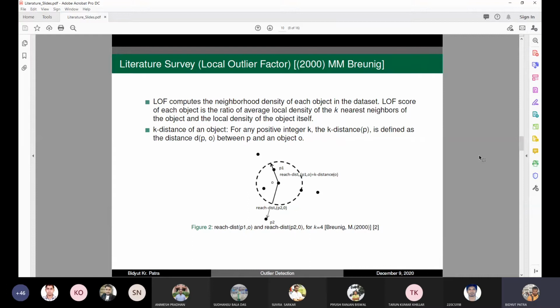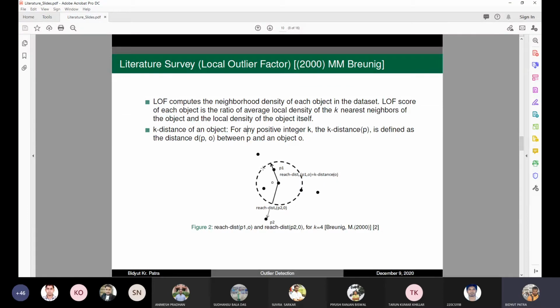One is the average local density of the k nearest neighbors, divided by the local density of the object for which we want to find whether the point is an outlier or not. To understand that, we need to understand what is k dist of an object. For any positive integer k, the k distance of a particular point p is defined as the distance between p and object p.